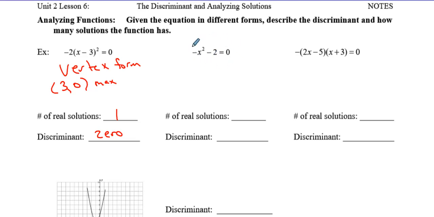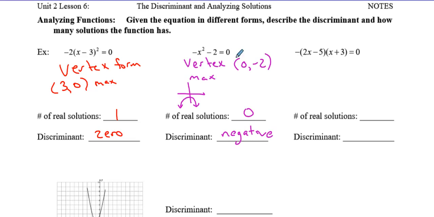See if you can figure out, again, this is in vertex form, right? See if you can figure out the vertex, if it's a max or min, and the number of real solutions. So pause the video and try this first problem. Okay, so again, this was in vertex form. Because nothing is moving laterally, horizontally with the x, it's 0, -2 is my vertex.